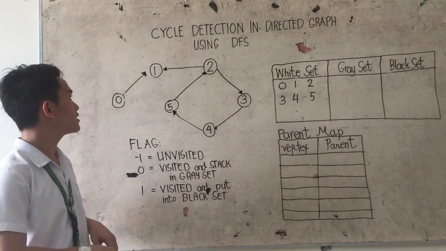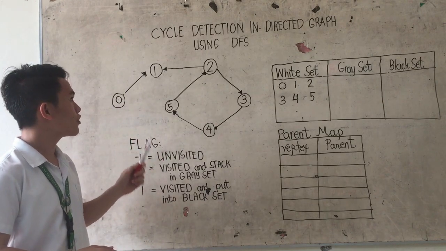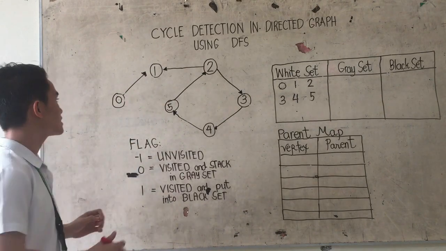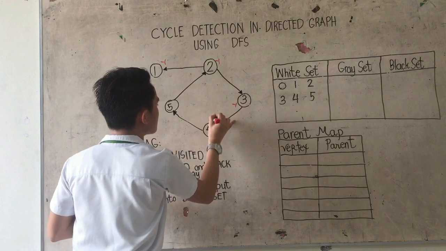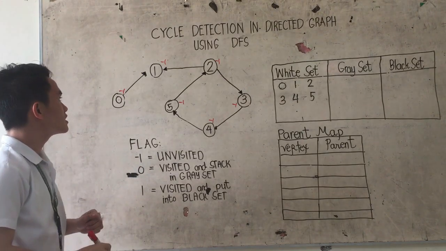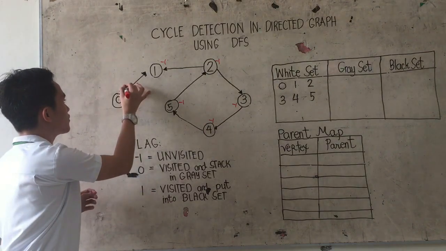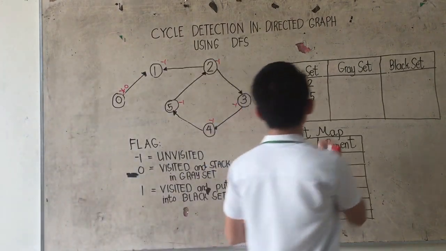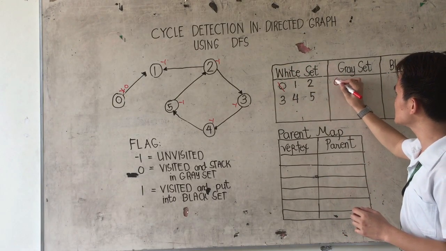In this graph, we have 6 nodes. First, 0, 1, 2, 3, 4, and 5. And since all these nodes are unvisited, let us write -1, since the flag -1 indicates unvisited. So now let us visit 0. Since we have visited 0, let's change this -1 to 0, since 0 is visited and now in the gray set. So let us pop out 0 from the white set and now write it down in the gray set.